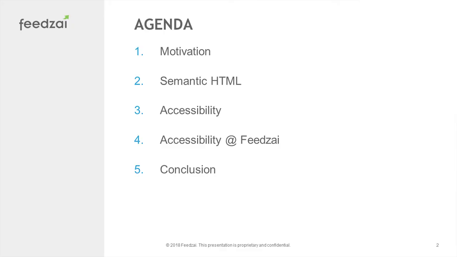So what's the agenda for today? Basically, I'm going to explain why I wanted to talk about this topic. And then I'm going to briefly explain what is semantic HTML, and then I'll move to accessibility. I will explain what it is and some tips on how you can avoid some mistakes in web development. And I will also show you how we tackle accessibility at FeedsEye currently, what we have been doing regarding this, and I'll end the presentation with some notes and facts.